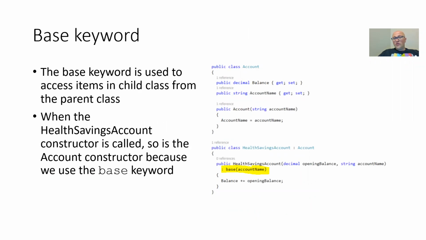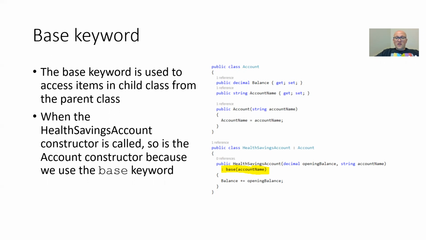Okay, another important thing to know is the base keyword, okay? When you are operating in a child class and you want to specifically use some behavior from your parent class, you say base, okay? In this example here, after calling the health savings account constructor, we want to call my base class's constructor, so we're going to call the account constructor, okay?